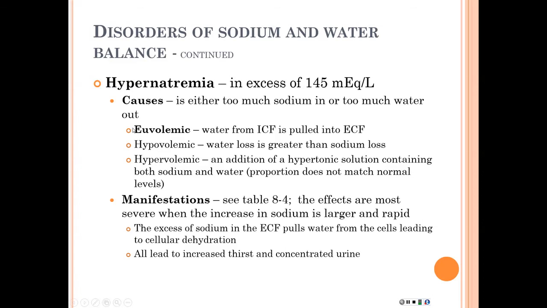Now, euvolemic, there are some categories here. They're a little bit simpler. In euvolemic hypernatremia, water from the intracellular fluid is pulled into the ECF, and this is, I bolded it, the most common. In hypovolemic, water loss can be greater than sodium loss. That's possible in some cases. Or hypervolemic, and this is the most rare, in addition of a hypertonic solution containing both sodium and water, but the proportion is not normal. This is probably more linked to some sort of IV solution that's given in the inappropriate levels.